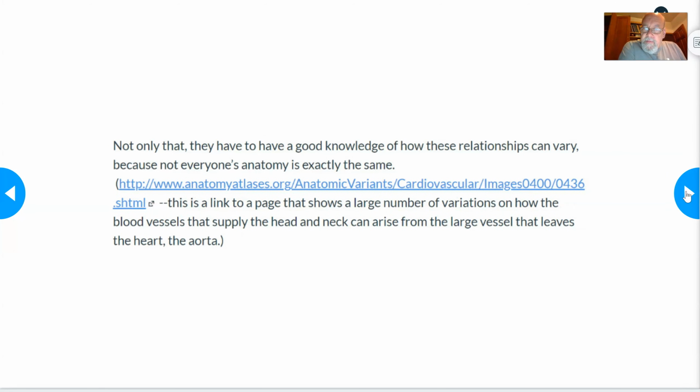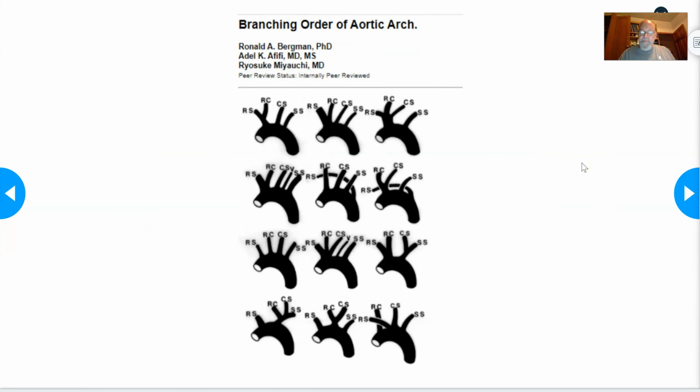Not only that, they have to have a good knowledge of how these relationships can vary, because not everyone's anatomy is exactly the same. This is a link to a page that shows a large number of variations on how the blood vessels that supply the head and neck can arrive from the large vessel that leaves the heart, which is the aorta. You can see this is the normal anatomy right here of the aorta. I have a branch that comes off here, and it branches into two branches, and then I have a second and a third branch that comes off of the aorta.